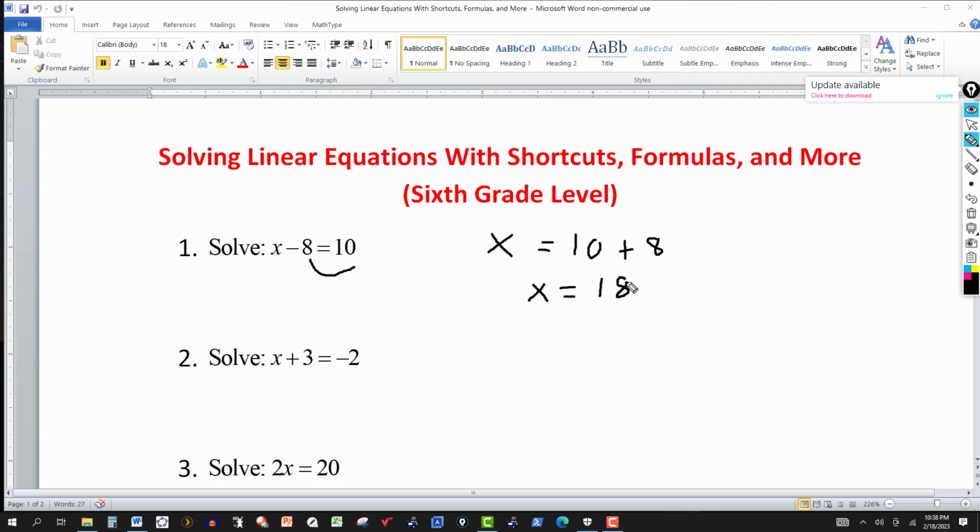And then you can always check your equation by substituting back into the equation. You have to get the same number on both sides. That tells you that your answer is correct.